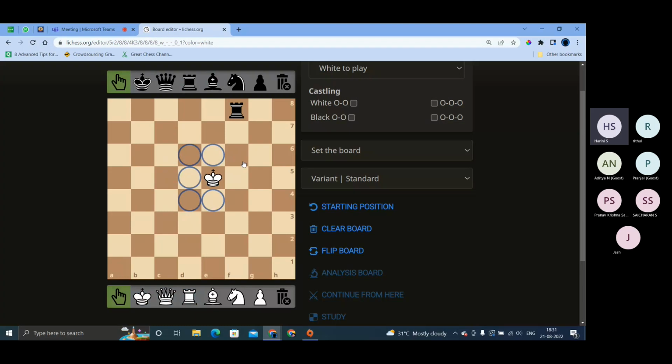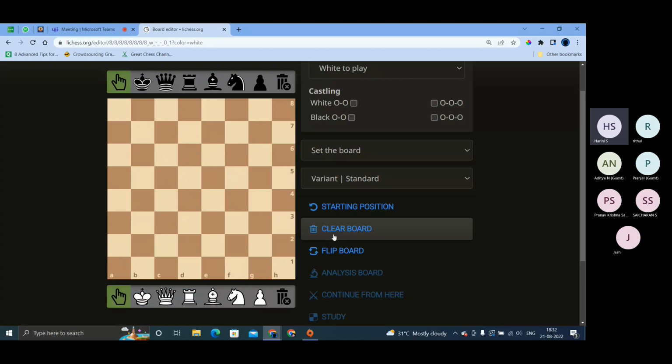Usually he can move here if it is safe, but now it is not safe because the opponent is controlling here. So when the opponent is controlling here, these three squares are not safe. He will not move here. Okay, now his control is limited to only these squares.